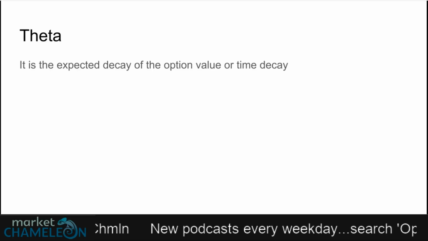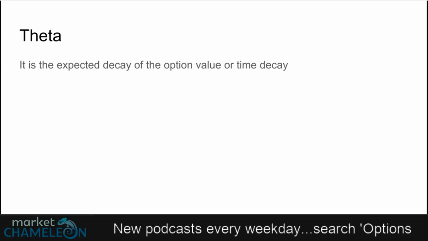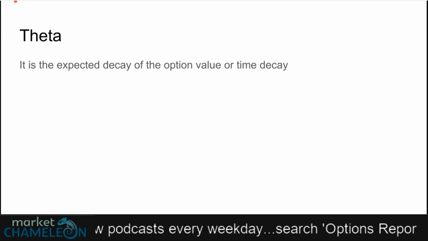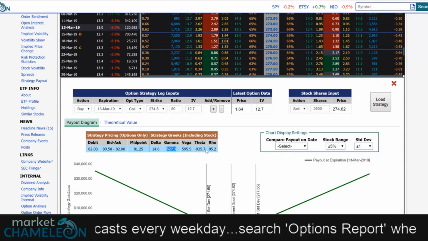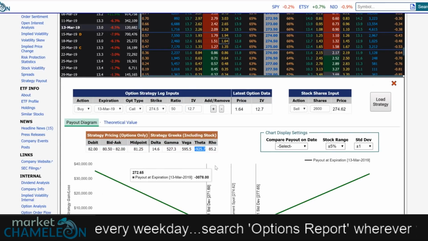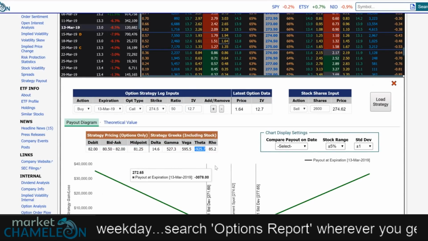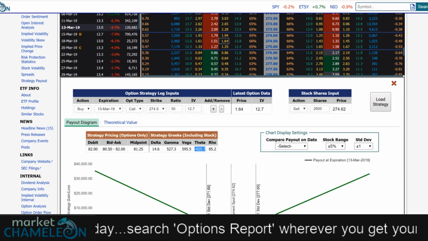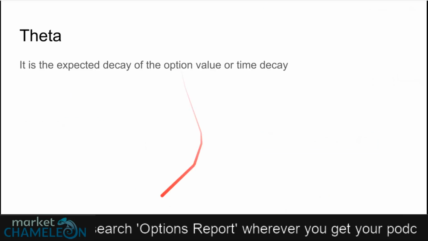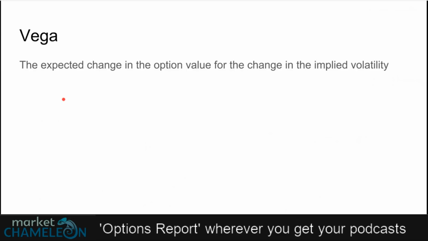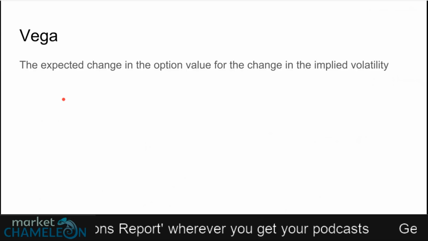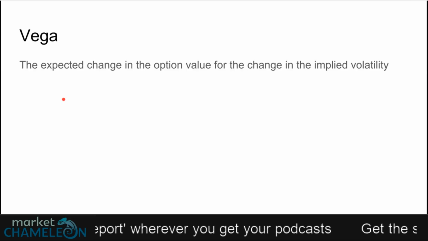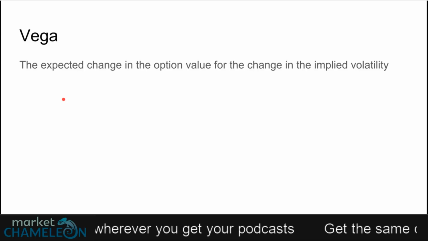Awesome. Then we talked about the decay. The decay is the time value the options are expected to lose on the day. And so we go then to the next Greek, which is Vega. The Vega is the expected change in the option value for a change in the implied volatility.